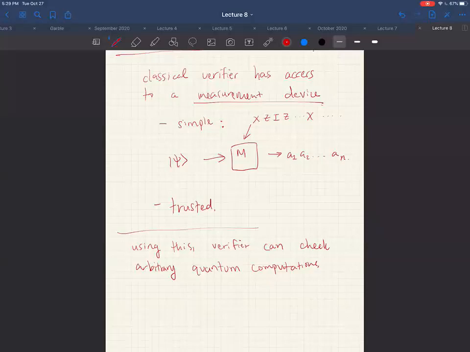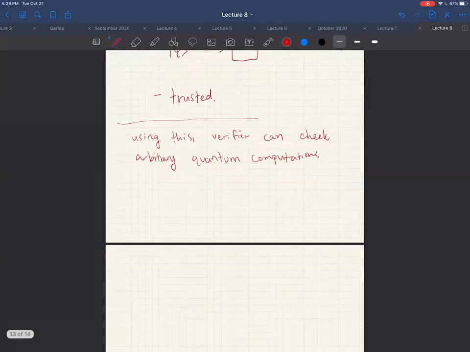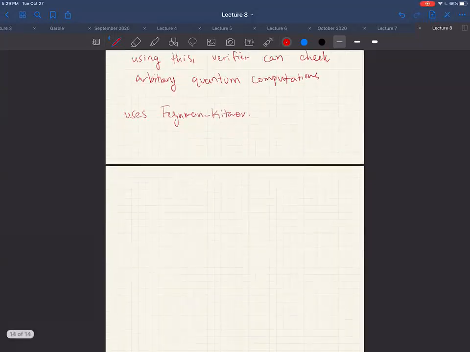And this makes use of our beloved Feynman-Kitaev transformation. Okay. So how does it work? Well, it actually uses a variant of it.